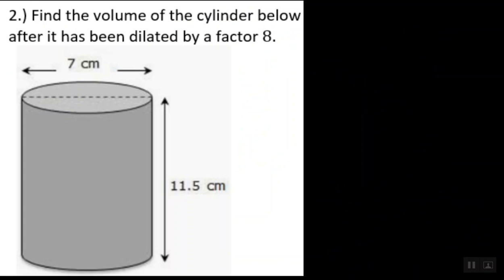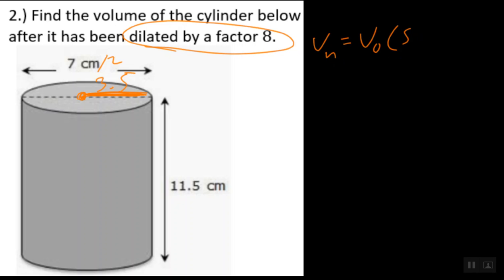Okay, problem number 2. Find the volume of the cylinder below after it has been dilated by a scale factor of 8. All right, this is a fairly straightforward problem. I'm going to show y'all how I would do this personally. Let's first find the radius of this cylinder. We see the diameter is 7, so if we did 7 divided by 2, our radius should be 3.5. We're also dilating it by a scale factor of 8. So let's start there. We know that to find the new volume, we'll do the original volume times the scale factor raised to the number of dimension changes.